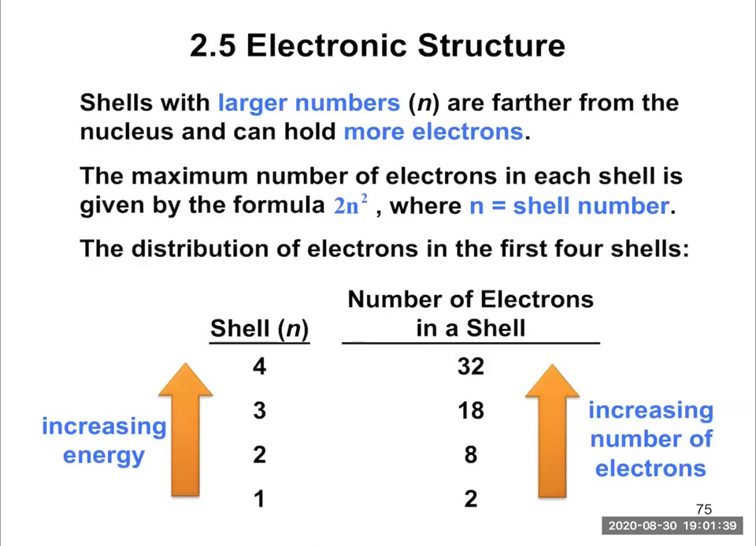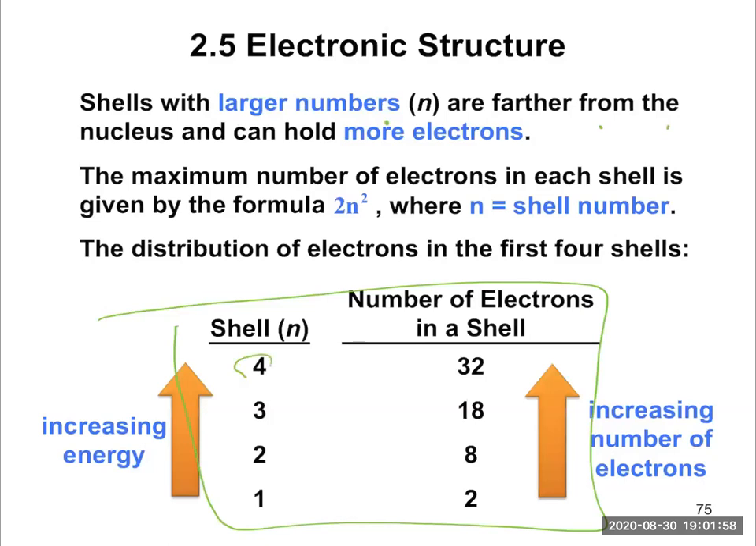Now, electronic structure. As I told you, each shell can only hold a specific number of electrons, and you're going to have to memorize this. Shells with large numbers, which are n, are farther from the nucleus and can hold more electrons. What that means is that n=4 has more energy, and it can hold more electrons.